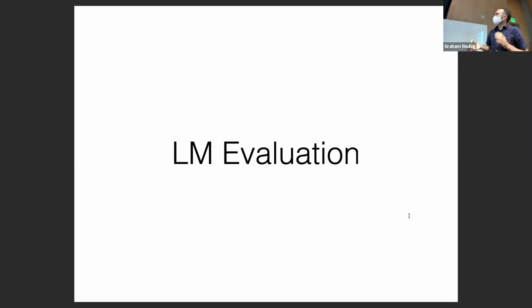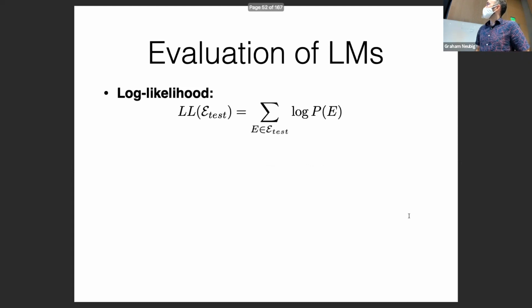So now we have a way to estimate language models. How do we figure out how well they're doing? The standard ways to do so are basically like what we did for text classification. We have a training set, a development set, and a test set. And actually, sorry, I should have changed the variables here. I should just write that as X, not E. So assume that this is just a sentence.